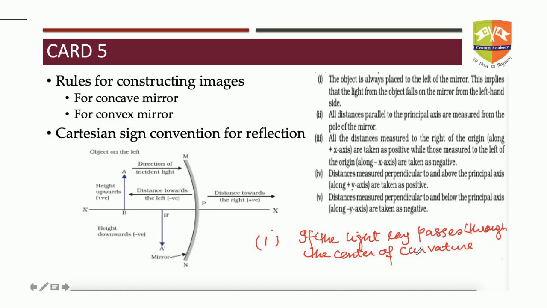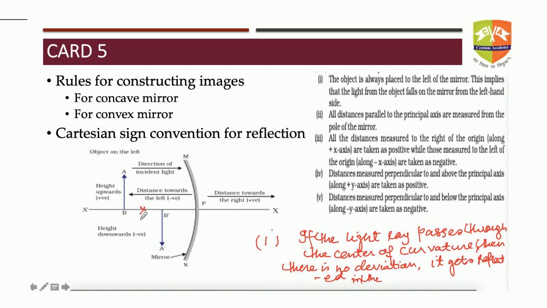The next point is the Cartesian sign convention, and then I'll go for the rules for constructing images. First, let's understand the Cartesian sign convention. Whenever you want to find out what kind of image would be formed if I keep an object in front of any kind of mirror, you need to place the object on the left hand side of the mirror. So the object is always placed to the left of the mirror. This implies that the light from the object falls on the mirror from the left hand side.